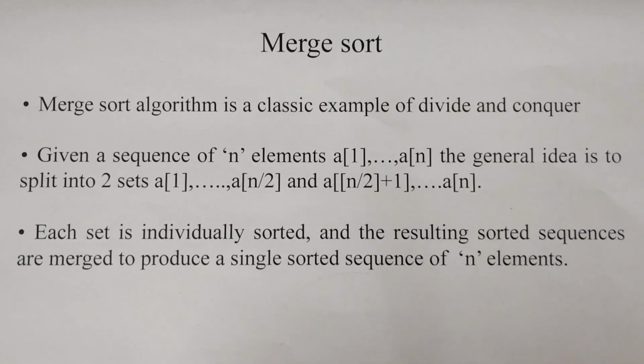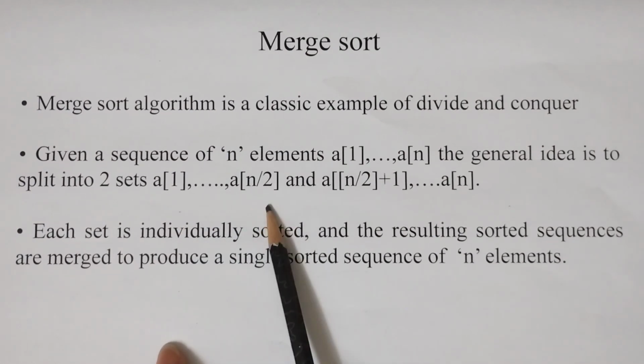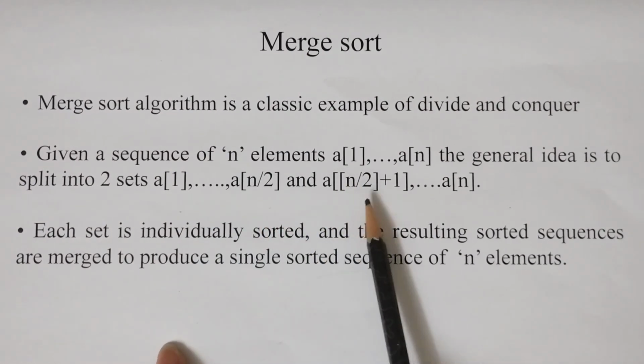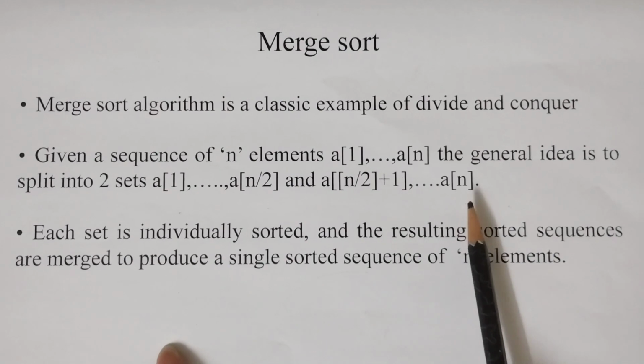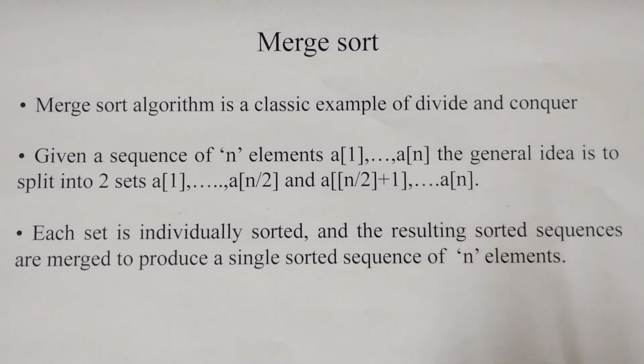We are given n elements and we need to sort those elements in an order, like ascending order or descending order. The general idea of merge sort is, when n elements are given, we need to split those n elements into two sets, that is two equal halves, from a of 1 to a of n divided by 2, and then a of n divided by 2 plus 1 to a of n. This is how we perform merge sort by applying divide and conquer, that is, n elements are divided into two equal halves.